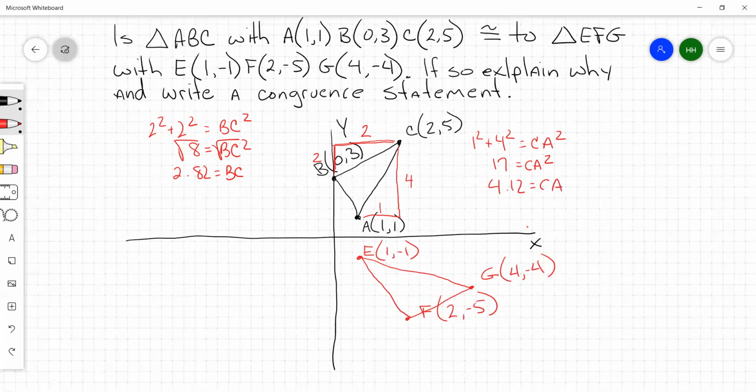And then let's see this last diagonal. This vertical leg goes from 1 to 3, which is 2. The horizontal leg goes from 0 to 1, which is 1. 2 squared plus 1 squared equals BA squared. So that's 4 plus 1, 5 equals BA squared. So the square root of 5 is 2.23. Okay? Yes.